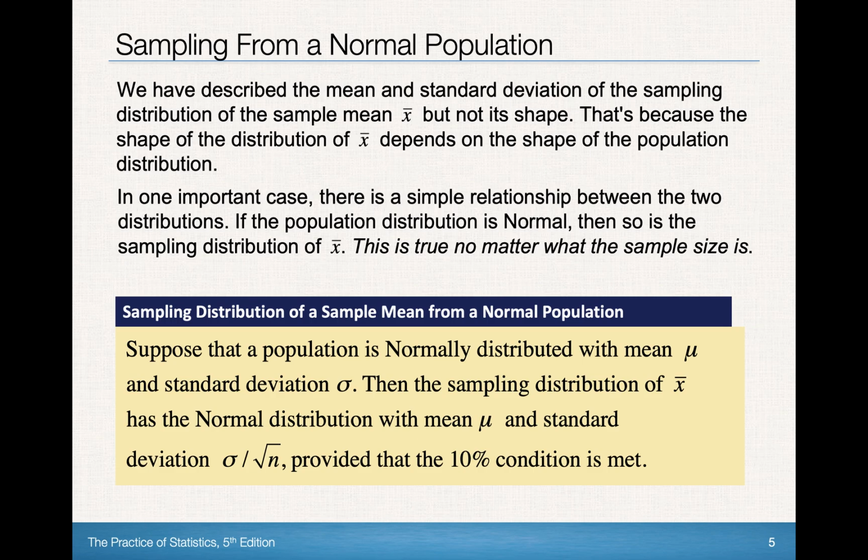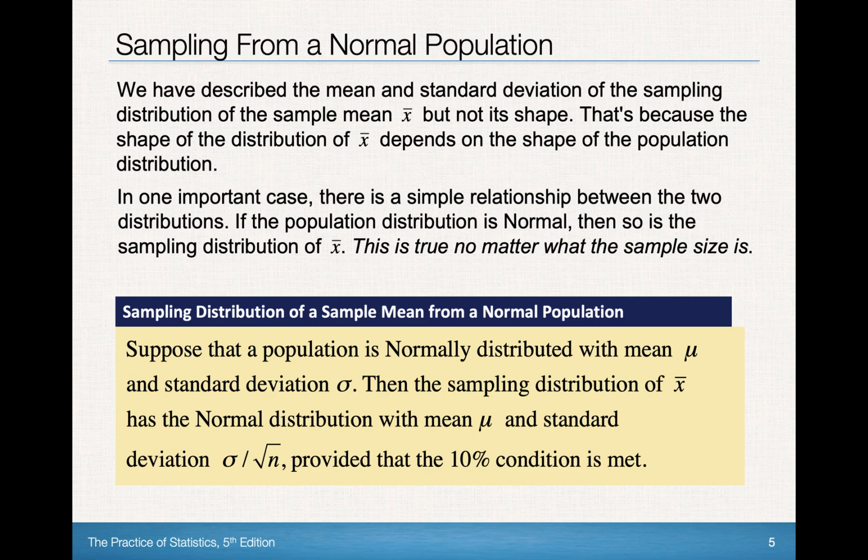Think back to proportions. In order to see if our sampling distribution was normal or approximately normal, we had to do n times p and n times 1 minus p. We don't have to do that here because we don't have a p, right? Now we're talking about X bars. So if our population distribution is normal, then our sampling distribution is also normal.